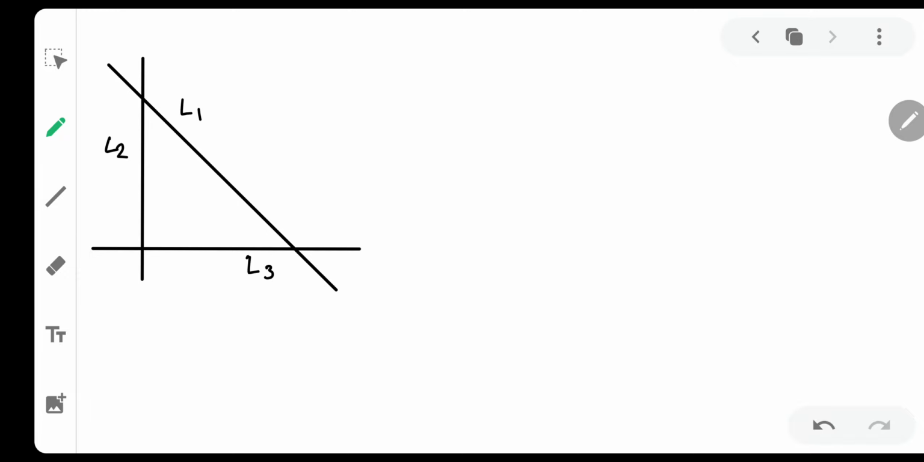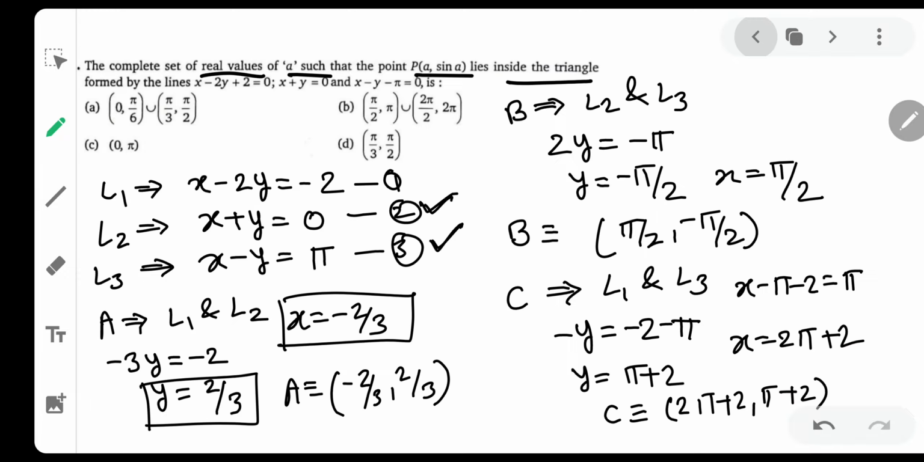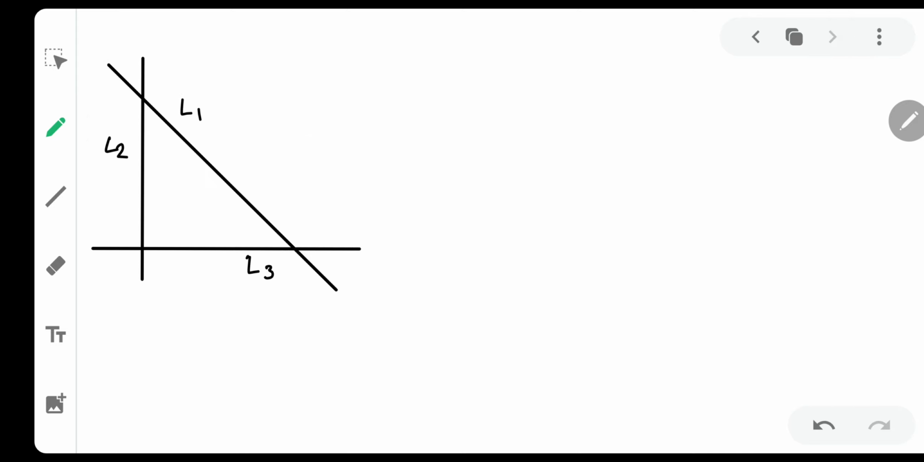Now let us drop their points of intersection. The point of intersection of L1 and L2 is A, which is (minus 2 by 3, 2 by 3). So this particular point is (minus 2 by 3, 2 by 3), and this point is A. Very important.